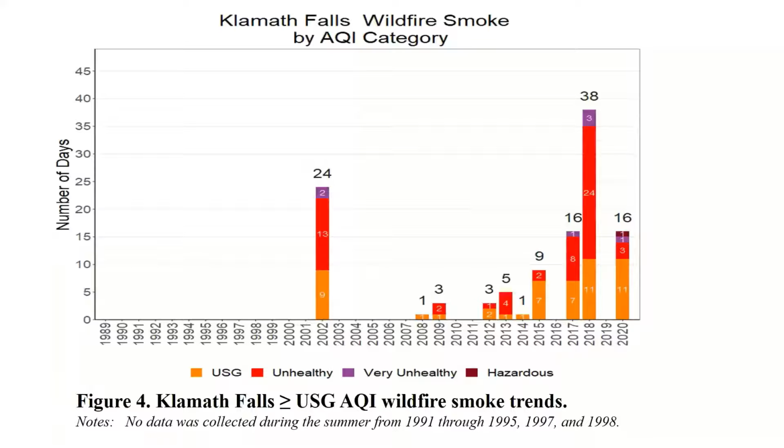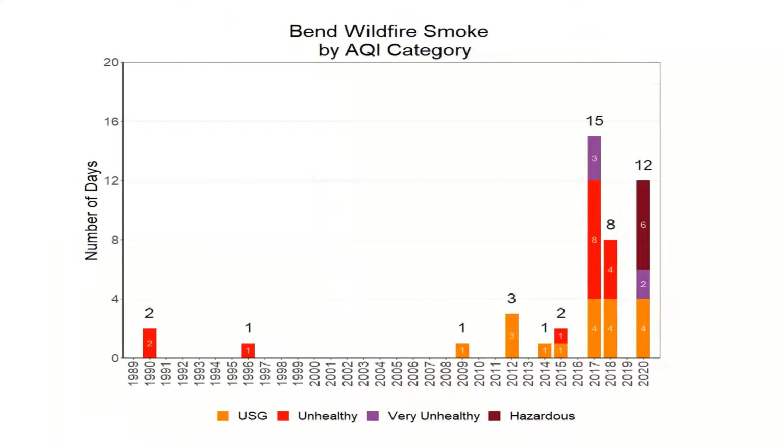And in 2002, from the fire over in the Kalmiopsis area, I keep forgetting the name, if it was the Biscuit Fire, that blew a lot of smoke over into Klamath Falls. I actually lived in Klamath Falls 2006 to early '17. Kept my house in Bend, but I was living down there working, and so I experienced some of this smoke as well. Next slide.